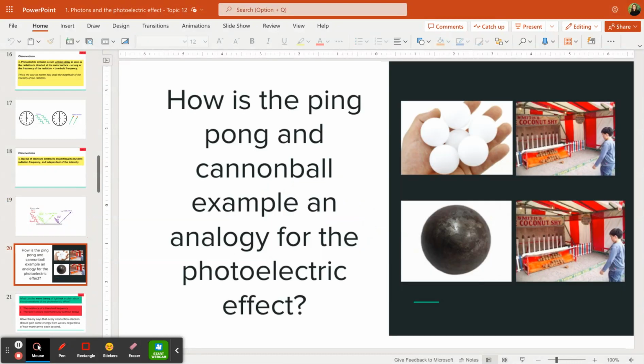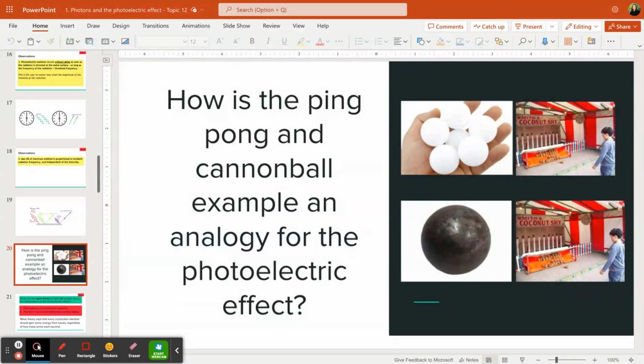So I'm going to go back to my analogy and now make you think about how that maybe represents the photoelectric effect. Hopefully you should notice that the coconut represents the electron, and if it gets knocked off and falls to the floor, it has left the surface, but if it stays, it hasn't. The ping pong ball and the cannonball both represent photons of light, but of different frequencies. So the ping pong ball has very low frequency, and the cannonball has very high frequency.